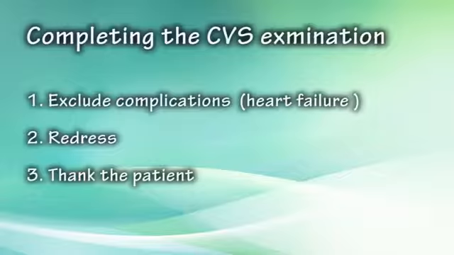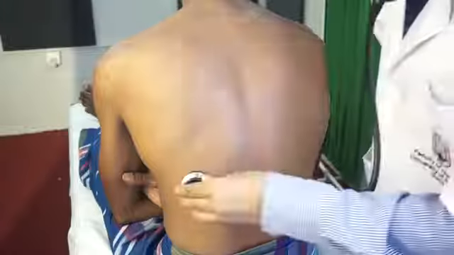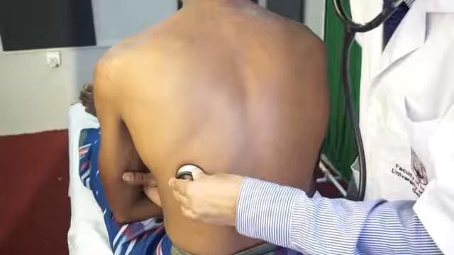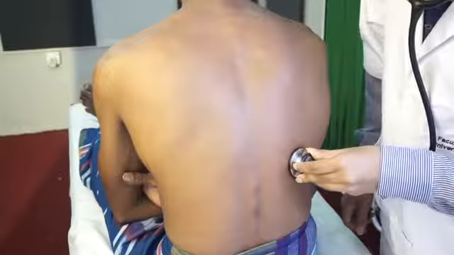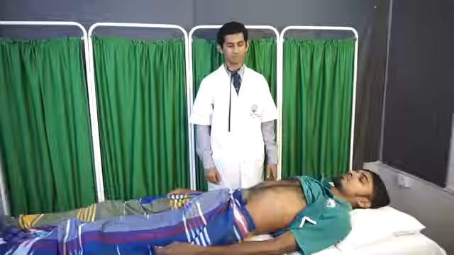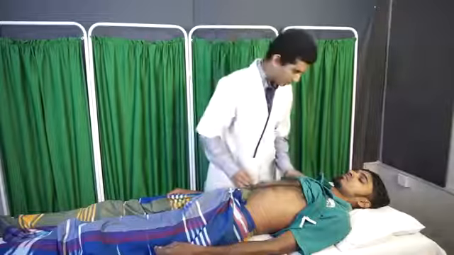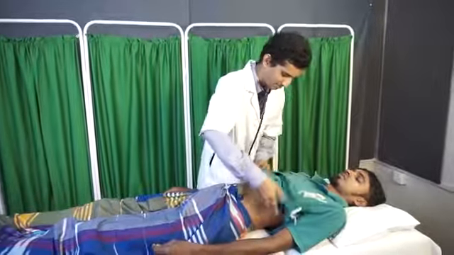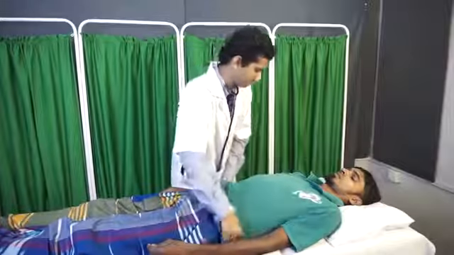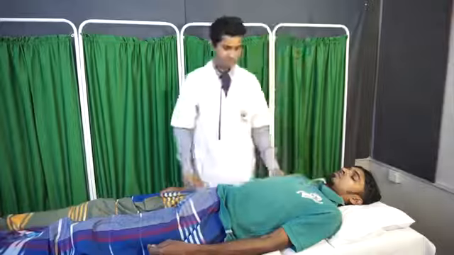Completing the cardiovascular system examination includes looking for any complications such as heart failure. Here, the lung bases are auscultated with the patient in the seated position to check for any crepitations. Finally, it is important to redress the patient and thank him for the support given during the examination.